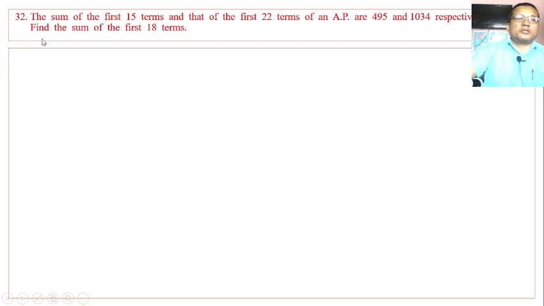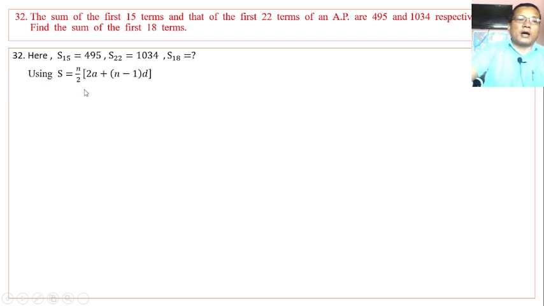Question number 32. The sum of the first 15 terms and that of the first 22 terms of an AP are 495 and 1034 respectively. Find the sum of the first 18 terms. We need to find the sum of the first 18 terms. Let A and D be the first term and the common difference of the AP. As per the conditions, S15 is 495, S22 is 1034, and S18 is what?